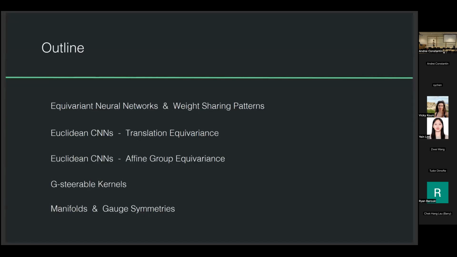All right, so I will first start with equivariant neural networks in general, so not specific to convolutional networks, but the more general picture. And we will see that you will get certain so-called weight sharing patterns or symmetries in your neural connectivity if you demand equivariance. And then I will come to convolutional networks on Euclidean spaces, first with translation equivariance. So this is what you know as a convolutional network. And then we will generalize this to more general affine groups, for instance something like the Euclidean group. And as it turns out, this leads to G-steerable kernels, which I will explain then. And finally, we will look at how to generalize this to manifolds and to gauge symmetries.